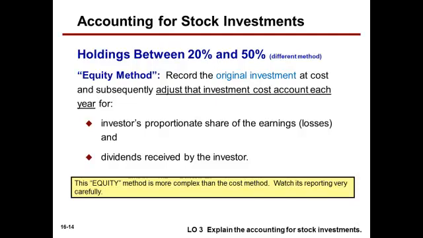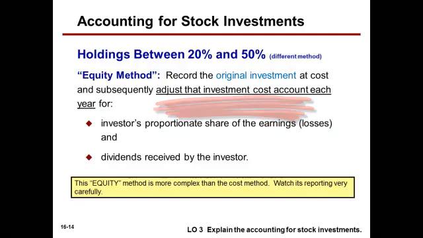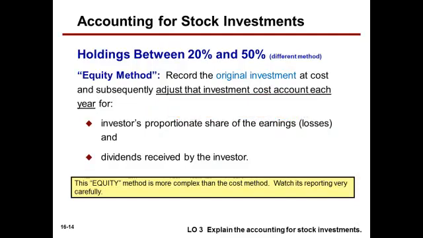Let's move to the next method, the equity method. This is when an investor holds between 20 and 50% of an investee. The equity method records the original investment at cost, no change there, but subsequently adjusts that investment cost account each year for the following events: the investor's proportionate share of the earnings or losses of the investee, and dividends received by the investor as paid by the investee.